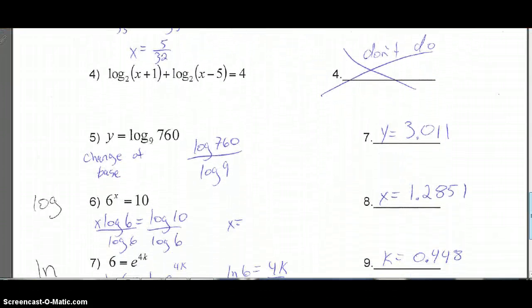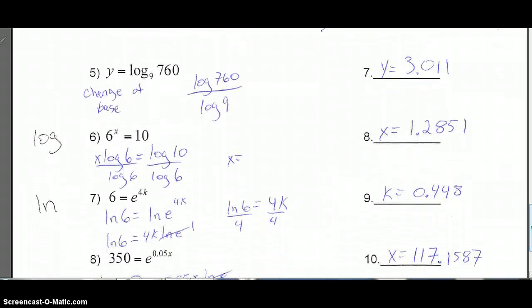Number 4 we couldn't do. Number 5, I don't know if we're going to see that on the test, but that was the change of base formula. We kind of touched on that in the notes. So you just change the bases to base 10. So it's log base 10 of 760 over log base 10 of 9, and you get that.